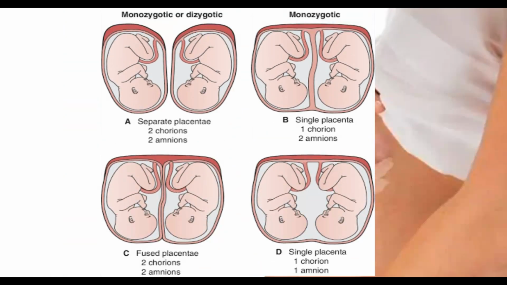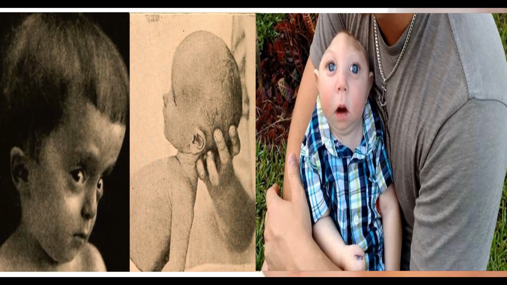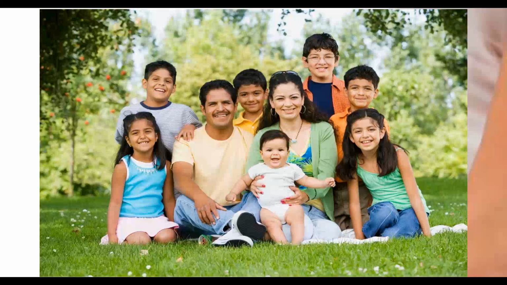Multiple pregnancies. Fetal anomalies like hydrocephalus, anencephaly, and chromosomal abnormalities. And other factors like previous breech delivery and a grand multipara, that is a woman having more than 5 children.